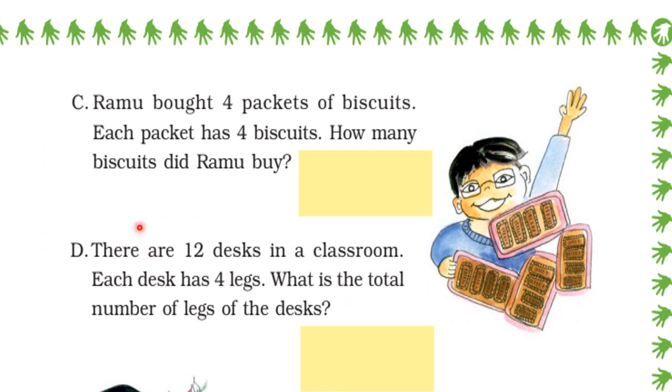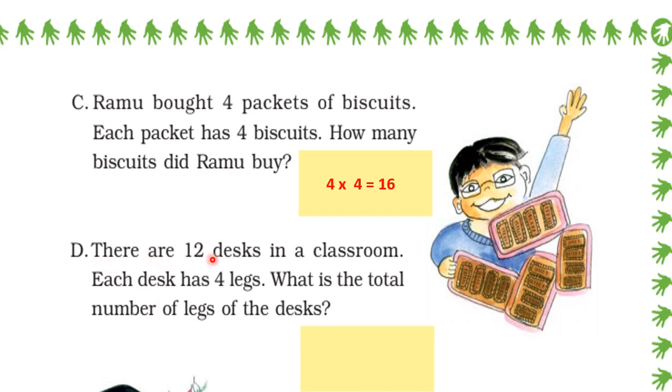Next page. Ramu bought 4 packets of biscuits. Each packet has 4 biscuits. How many biscuits did Ramu buy? He bought 4 packets. See, 1, 2, 3 and 4. And each packet is having 1, 2, 3 and 4 biscuits. So, how many biscuits did Ramu buy? 4 times 4 is equal to 16. Understood?